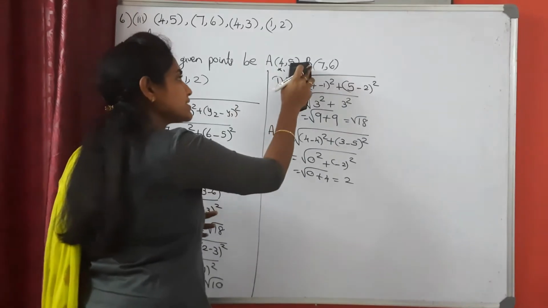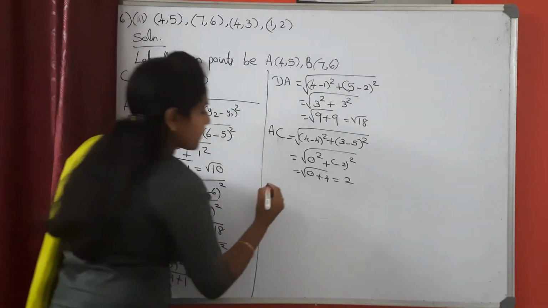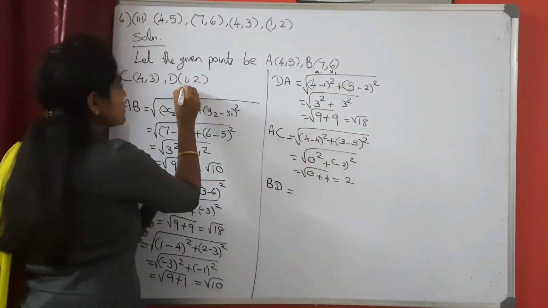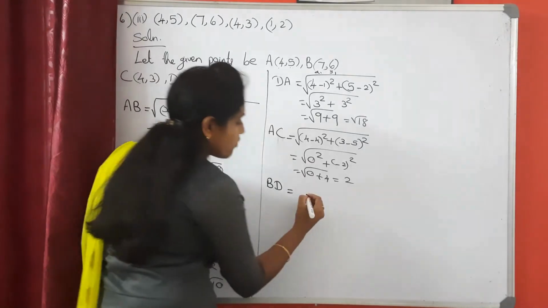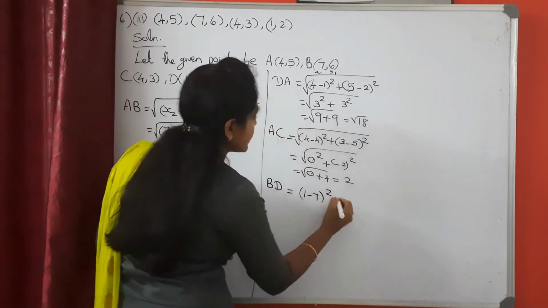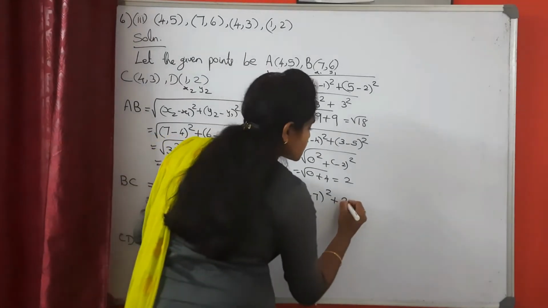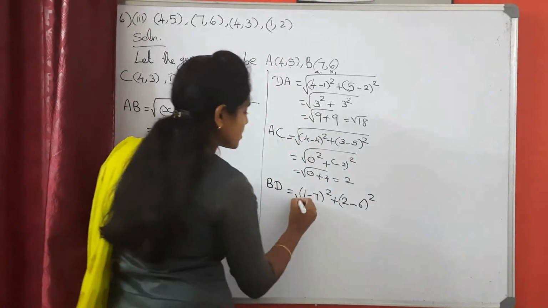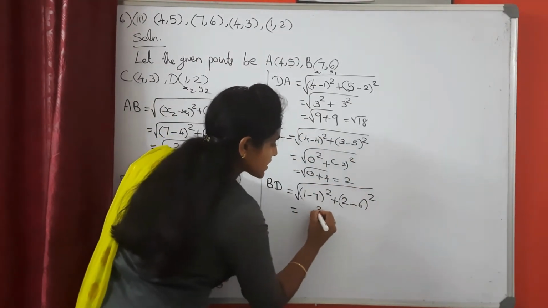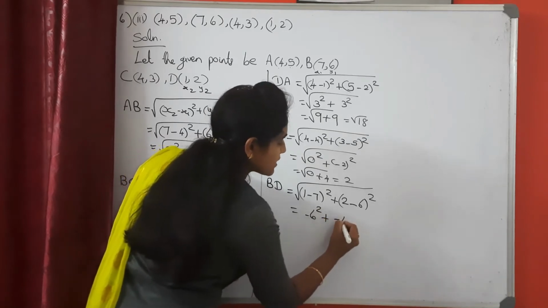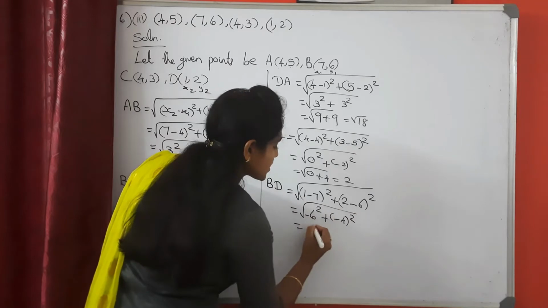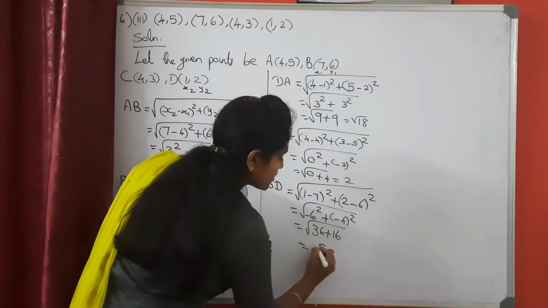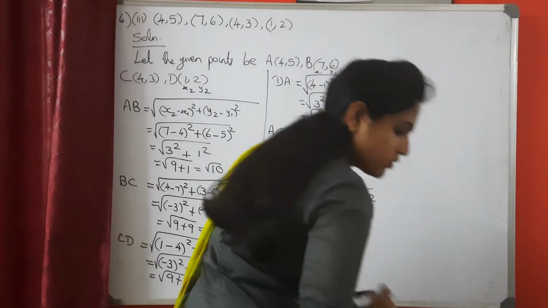Next we need to find the next diagonal, BD. Now this is x1, y1 and here x2, y2. So 1 minus 7 the whole square plus 2 minus 6 the whole square. 1 minus 7 equals minus 6 squared plus minus 4 squared. Minus 6 squared equals 36, plus 16 equals 52. So BD equals root 52.